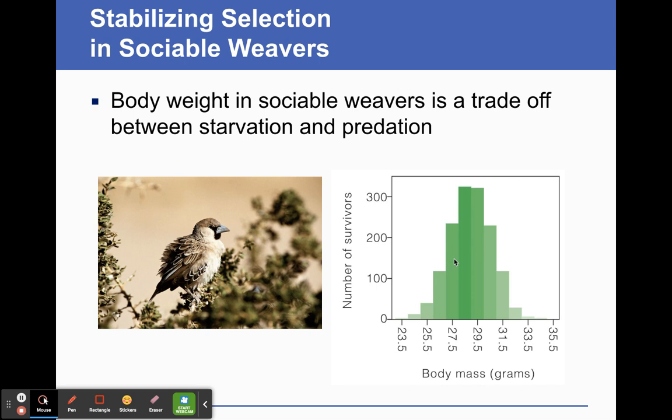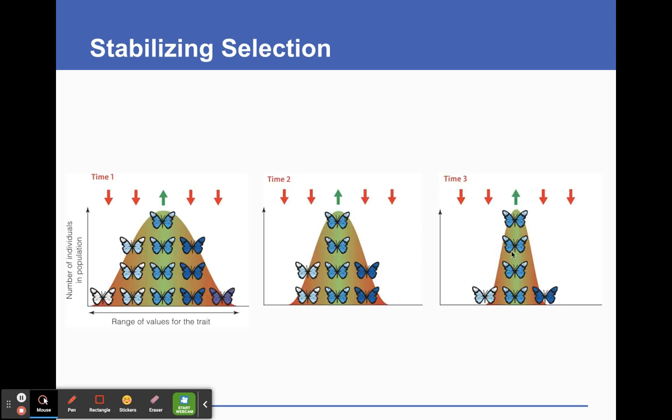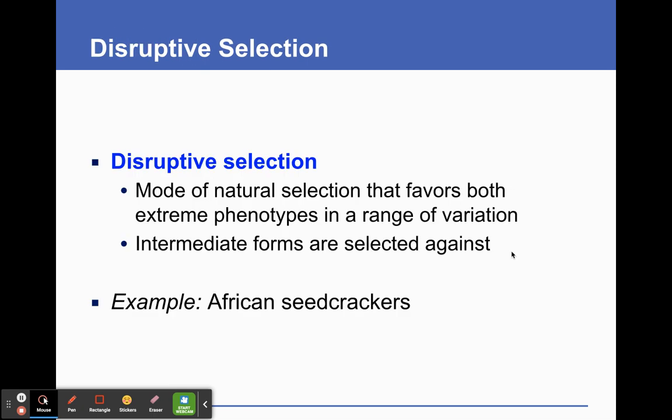Why? Well, if a bird is too small, at some point it will die, either because it's malnourished or it's unable to fight for resources and survive. If the bird is too big, though, it's going to be slower moving and be more likely to be consumed by a predator. So it's most ideal to have that mid-range body weight. We see this intermediate phenotype, this intermediate body weight that is the most selected for. And you can think about it like the graph is stabilizing. There's less on the outside, more in the middle.